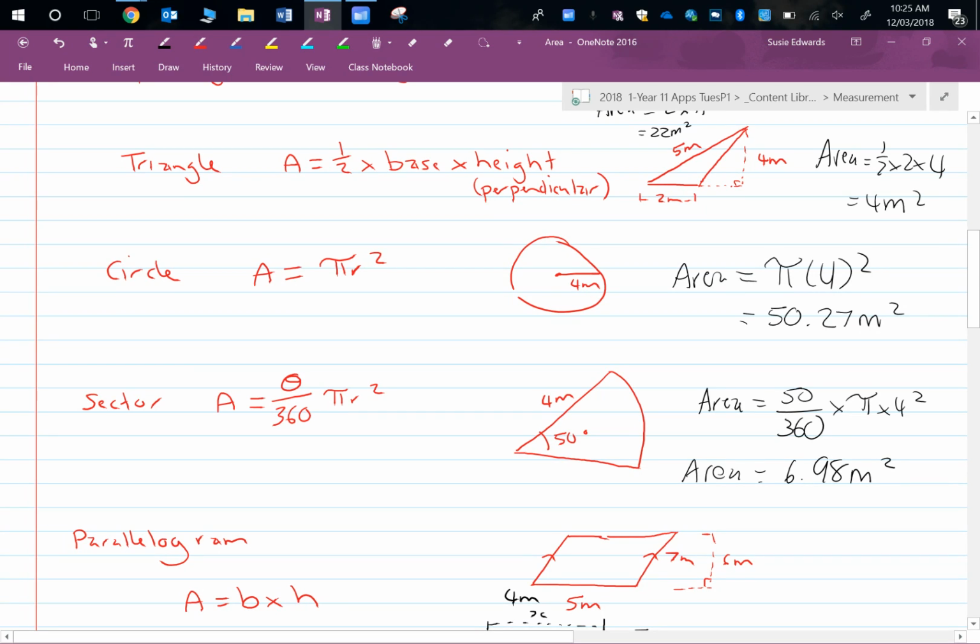So for this one, just ignore that little black 4. It's coming from the shape below. This is the red one. So area equals base is 5, height is 6. So it's 30 square meters.